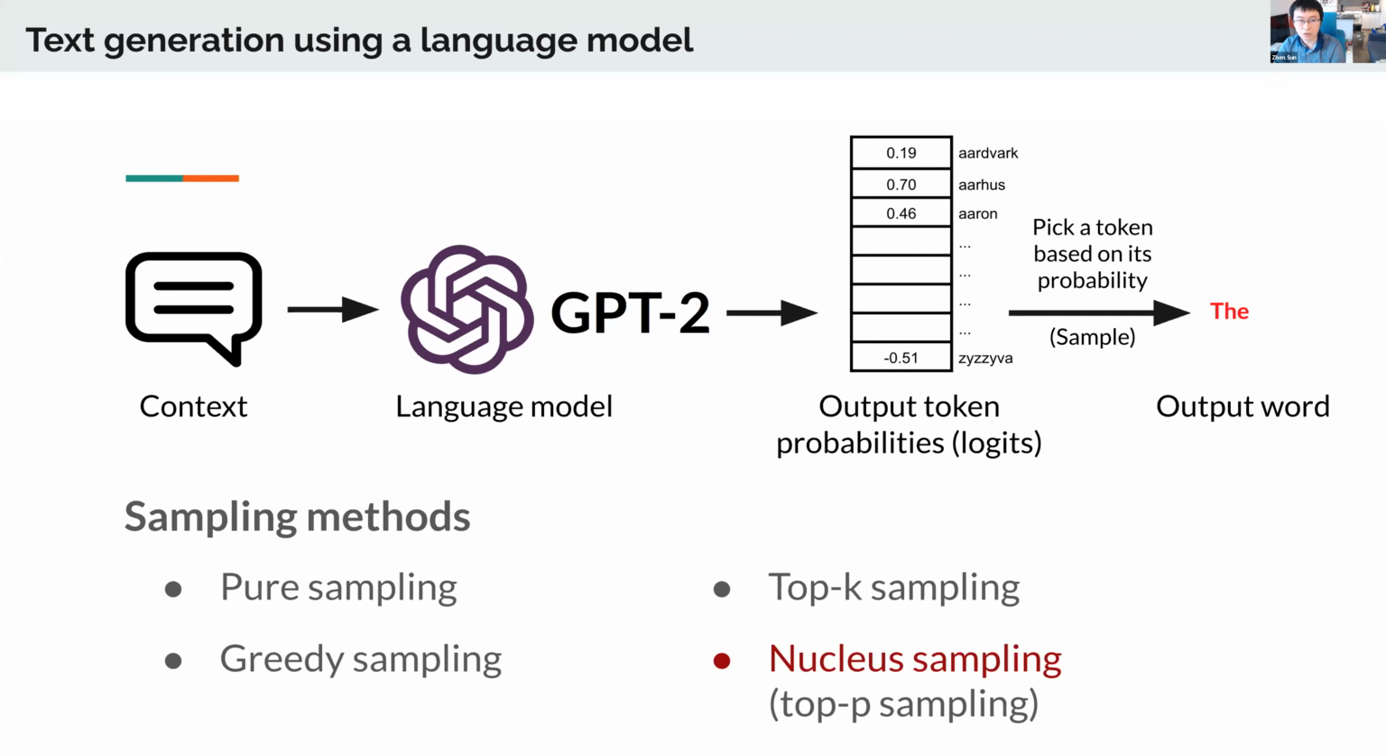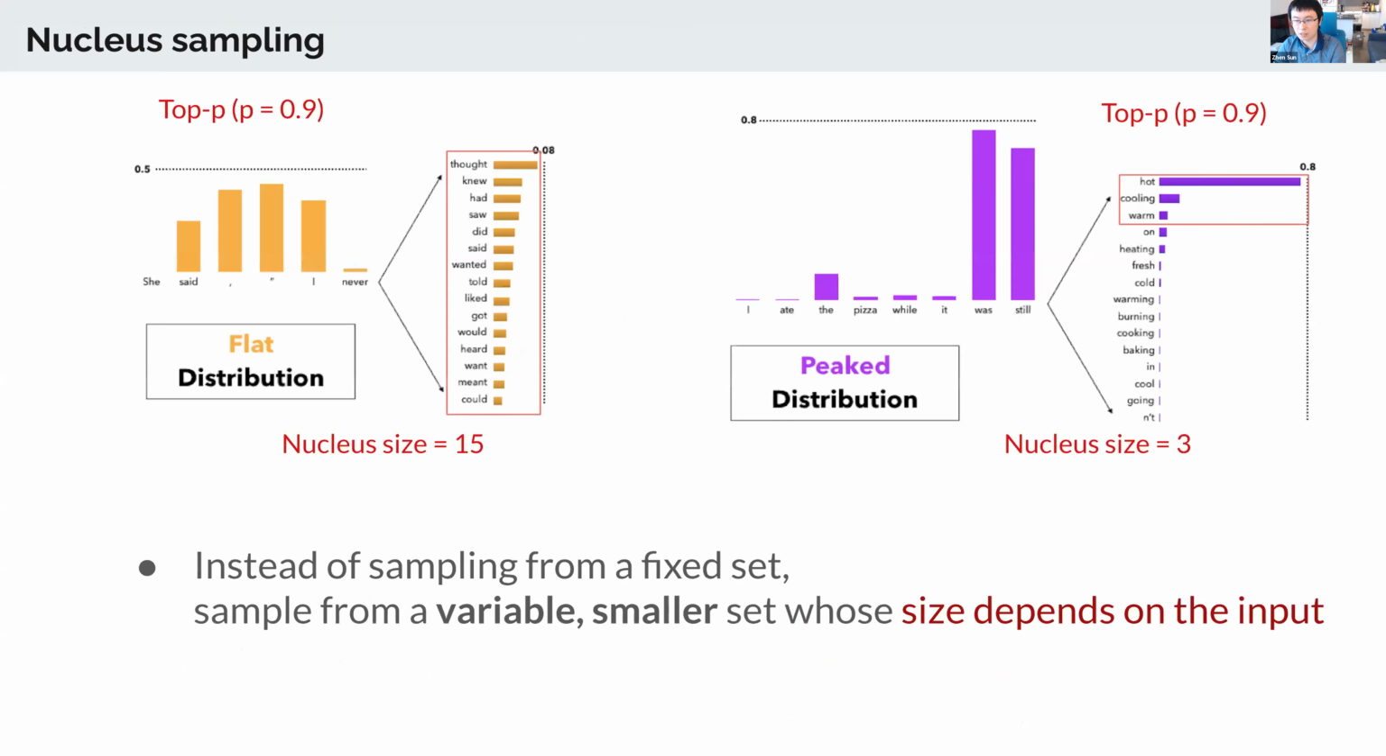But nucleus sampling, also called top P sampling, is similar to top K sampling, but instead of choosing candidates based on ranks, it chooses the maximal set of top-ranked words such that the sum of their probability is less than some value p. Let's look at some example of nucleus sampling.